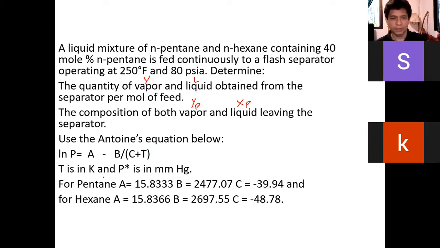Okay, so the temperature should be in Kelvin, and then the pressure, yung makukuha dito sa Antoine's equation, ay millimeter mercury. So marunong pa ba kayo mag-convert ng 250 degrees Fahrenheit papuntang Kelvin? So convert muna natin sa degree Celsius. Magmi-minus muna kayo ng 32, tapos divide ng 1.8. Ilan lumalabas? Kasi kailangan ay Kelvin. Tapos plus 273.15.